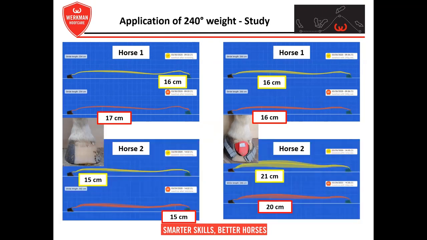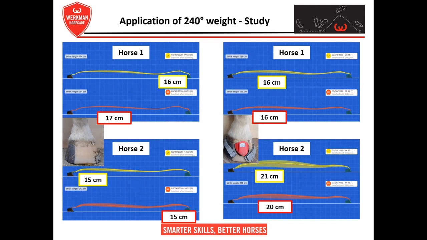But another horse, horse 2, again on the left side barefoot, on the right side with 240 gram, you see this horse reacts with a high increase of the flight arc, and also the shape of the flight arc changes. So we have the peak a little bit earlier and longer. And these horses are completely different.